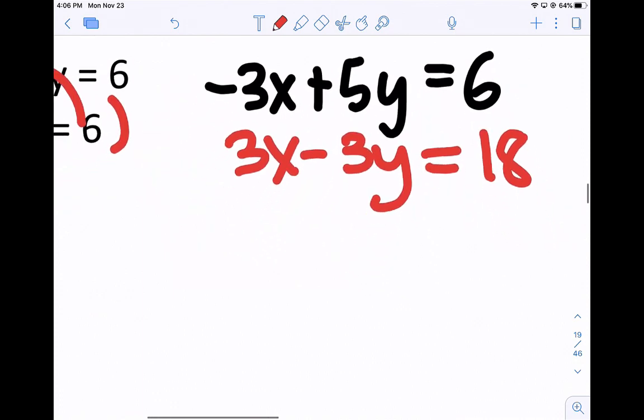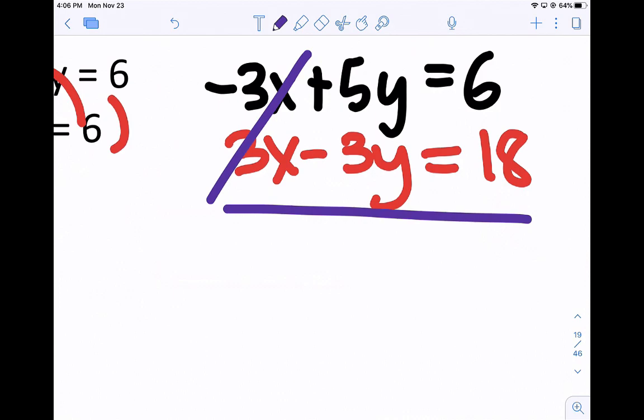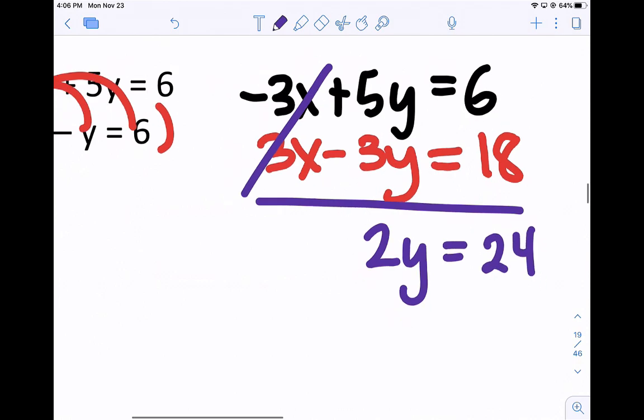All right, so now we're going to add them together. So here we go. You eliminate the one that you chose to eliminate, otherwise you did it wrong. So here the x's are gone. Now we have 5y minus 3y, that is 2y. We're going to add together 6 and 18, and we'll get 24.